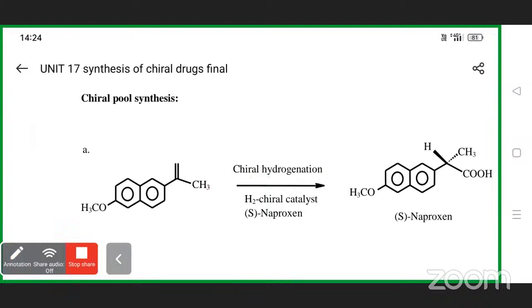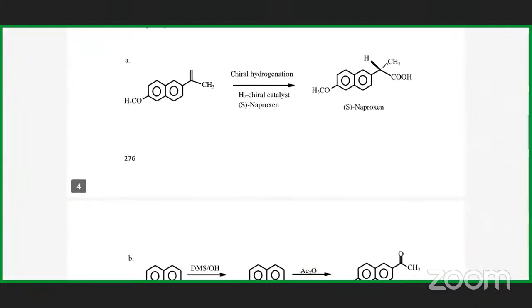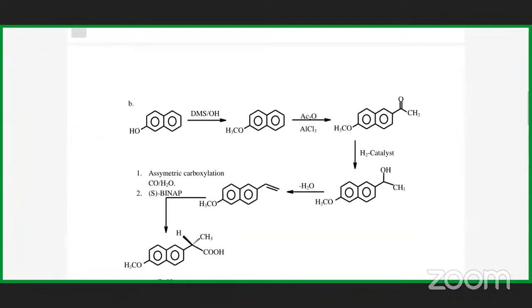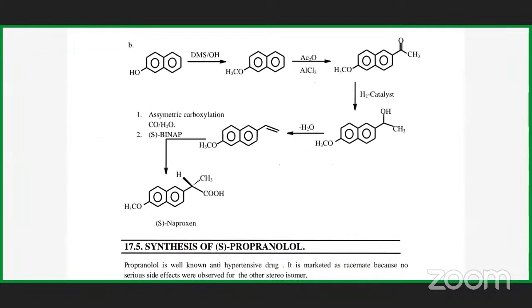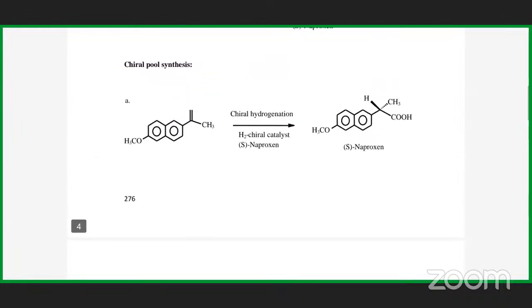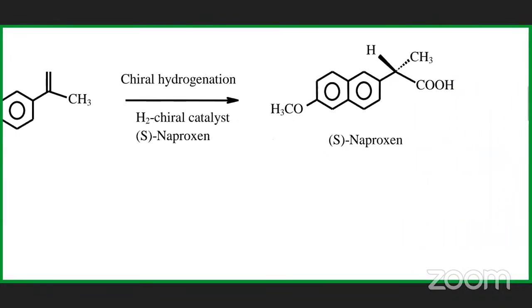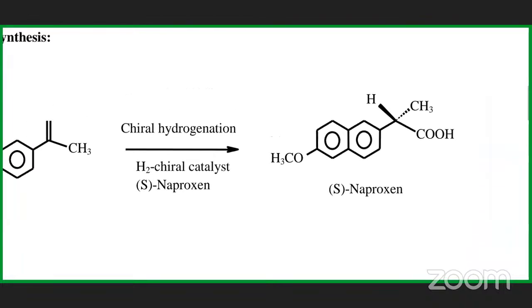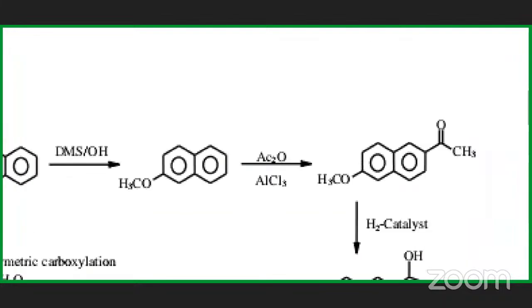Then they do the chiral hydrogenation with a chiral hydrogenation catalyst. You can use the Wilkinson catalyst here, a rhodium catalyst. By using that you can resolve it, or separate that fraction directly. So by using the chiral hydrogenation catalyst, you can separate the fraction.